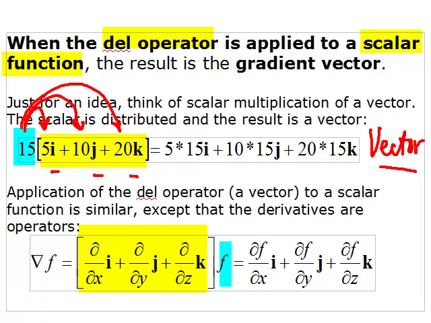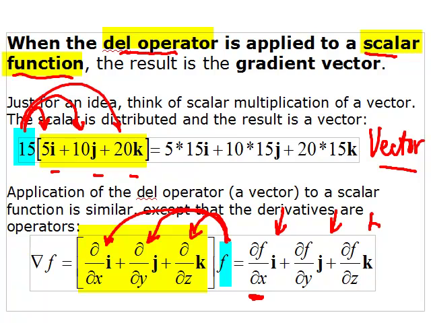Here, the f gets operated on by this operator, partial with respect to x, and you get the derivative, the partial of f with respect to x, the vector stays the same. Then f onto the j, f onto the k component. You see the same thing that's going on in both cases. So you can think of when the del operator is applied to a scalar function, the result that you get out is a vector, the gradient vector.